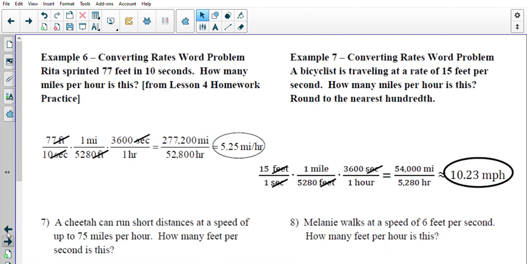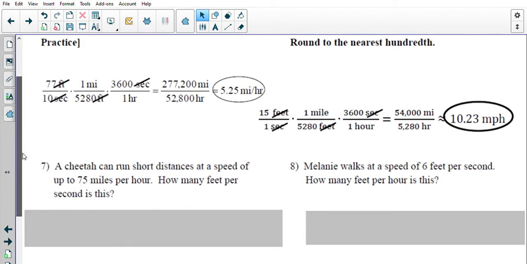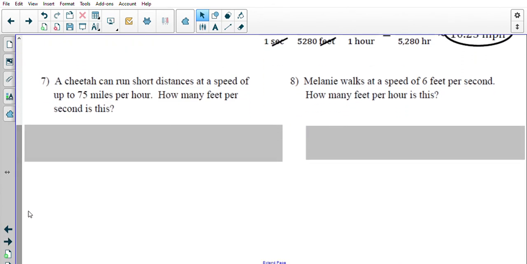All right, we've got a couple of word problems related to this as well. So I'm going to skip right down to number 7 and 8. These are our last 2 questions for this video. Let's begin with number 7. A cheetah can run short distances at a speed of up to 75 miles per hour. How many feet per second is this?